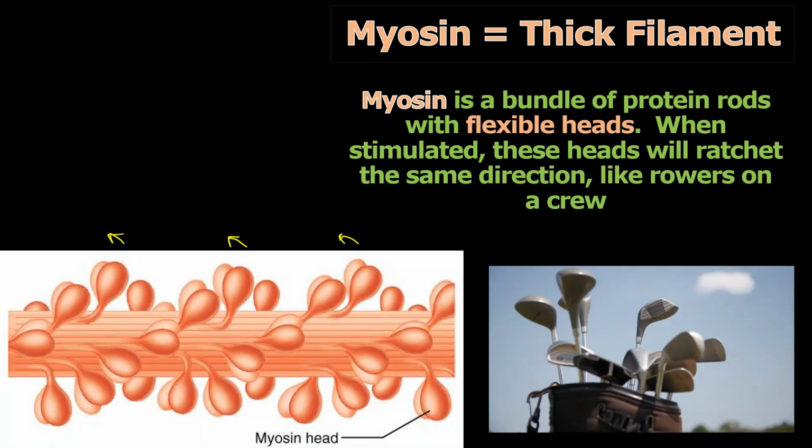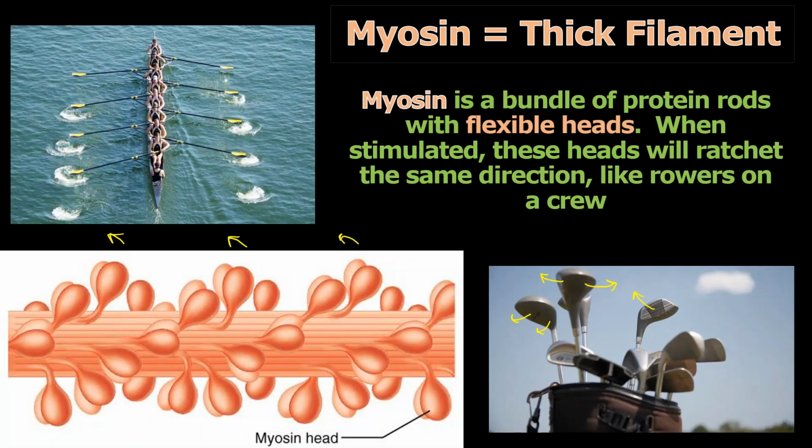I put some golf clubs in a bag here to show you that these heads will have the ability, if I power them with some ATP later, to ratchet like this. And you can guess if I'm connected to something, if I ratchet my heads, I'm going to pull that with me. And that's what's going to happen when we stimulate these myosin proteins, which we'll talk about how we do that at the very end of our story.